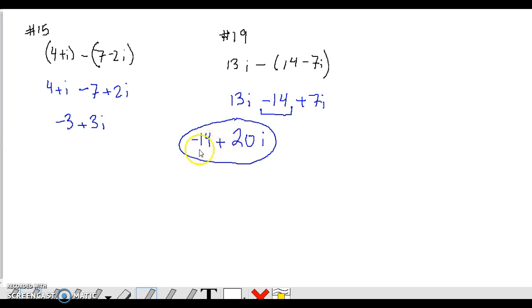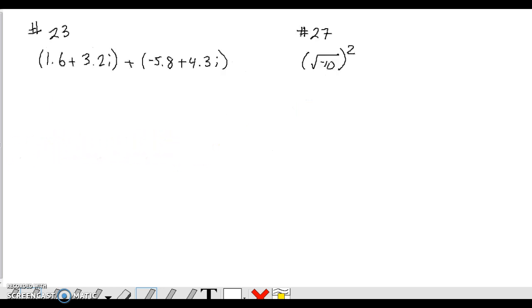The last one in this group was number 23. So again, we're going to add our like terms. So I'm going to drop my parentheses. And here, the addition sign is not going to change anything, but I am just going to rewrite it as a 5.8, and then this will be 1.6 plus 3i.